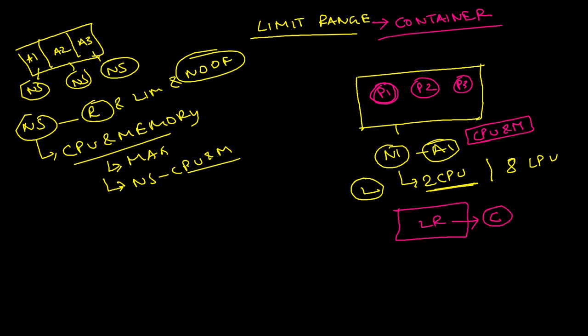Whatever values we mention inside the limit range will be projected to our container. In a limit range we have two values: one is called default, and the other is called default request. Default request is the value which is going to be assigned at the creation of my container, and default is the maximum, the limit the container can utilize. So let's do a quick demo to implement the limit range.